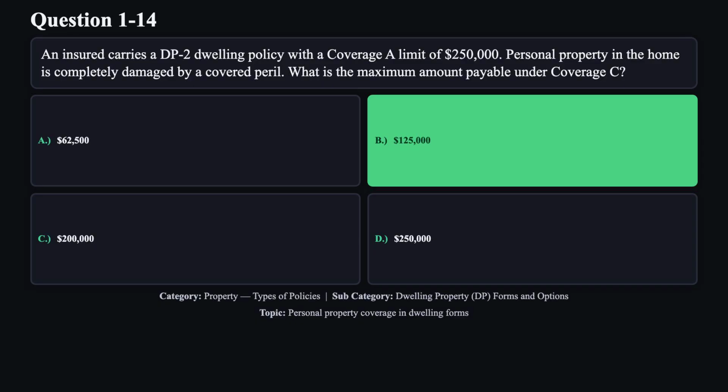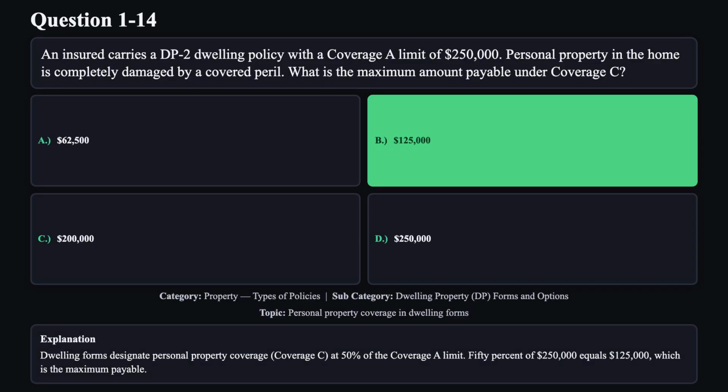The correct answer is B. Dwelling forms designate personal property coverage, coverage C, at 50% of the coverage A limit. 50% of $250,000 equals $125,000, which is the maximum payable.